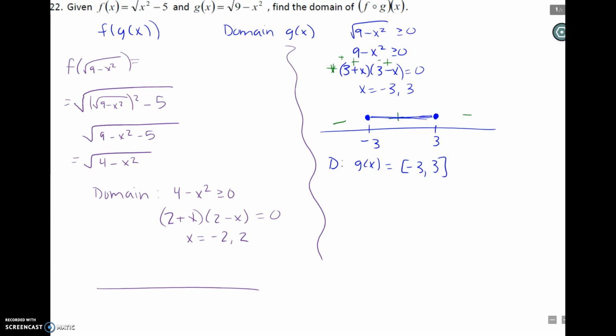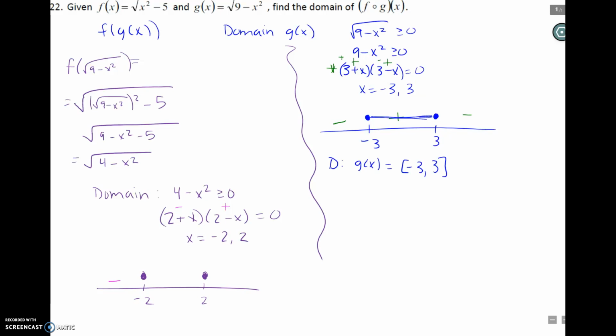Okay, put them on a number line. So sign analysis again because we have a quadratic. Negative 2, 2, they are equal, so put dots in there, fill them in, and then plug in points. Okay, so if I plug in something to the left of negative 2, that's like a negative 10. That's going to be negative. 2 plus negative 10 is negative. 2 minus negative 10 is positive.